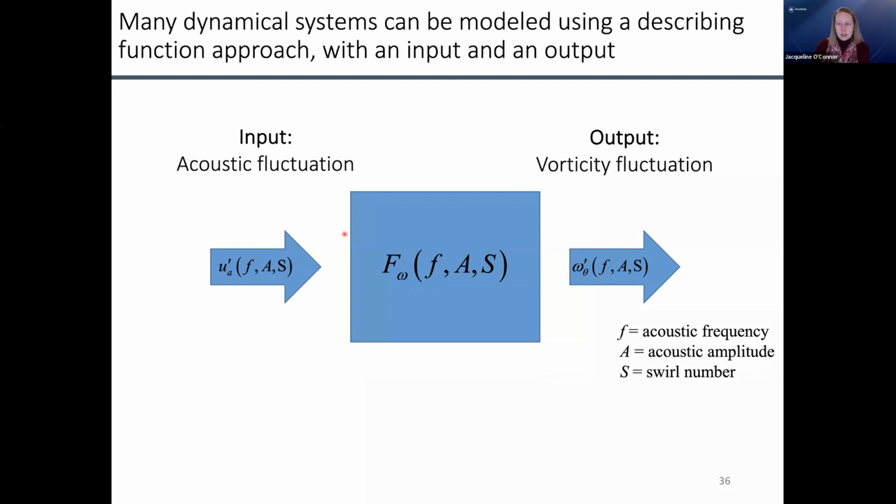And he was going to work with me for the summer, and he was going to measure vorticity transfer functions. So a transfer function, this is actually a describing function because it's a function of amplitude as well as frequency, but it's an input-output system. You input an acoustic fluctuation, what comes out is a vorticity fluctuation, and I wanted to know how the vorticity response of the flow was going to change with forcing frequency, amplitude of forcing, and the swirl number of the flow. And I'll show you the experiment that we used to do this. So this is going to help us understand this velocity coupling mechanism better.